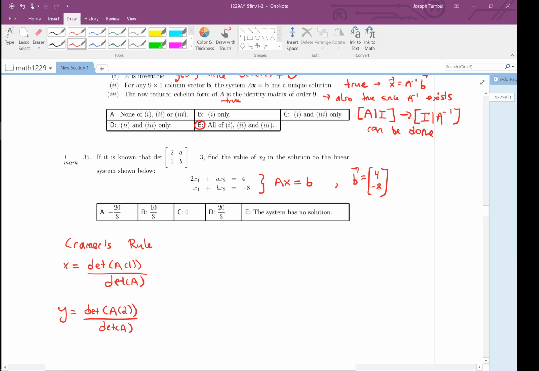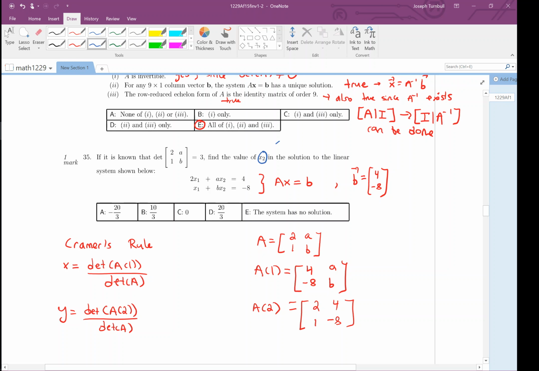Now, I'm going to write down A again. Matrix A is 2, little a, 1, little b. And then the replacement matrix, A1. Replacement matrix means replace the first column with B. So I'll have 4, -8, a, b. And then A2 means replace column 2 with B. So I'll have 2, 1, and then 4, -8. Now, this question is asking for x2. That's the y value.